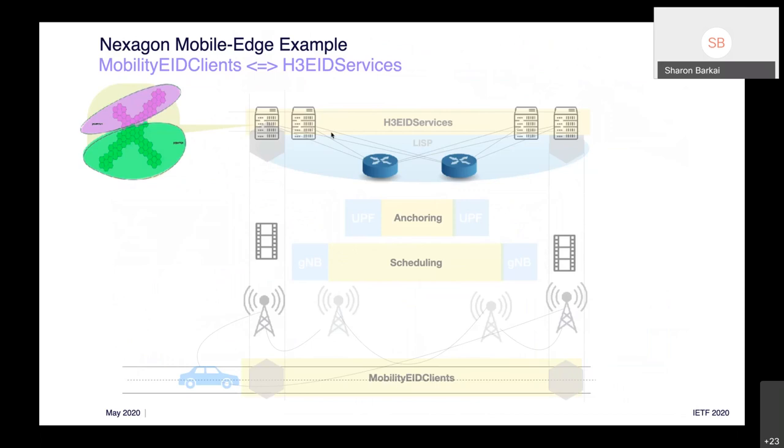The way it works, for example, over a mobile network, is that the EID H3 services are hosted at the edge. And as the car drives by and sees stuff, it sends to the EID what it saw, and the EID multicasts it to whoever needs to know.